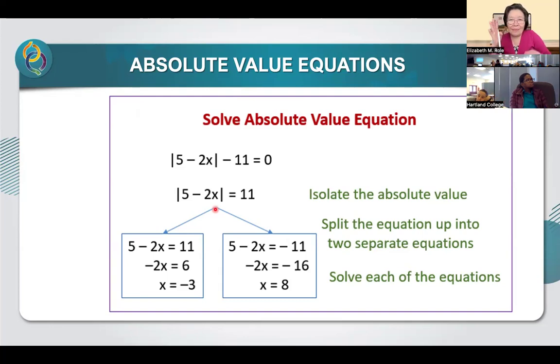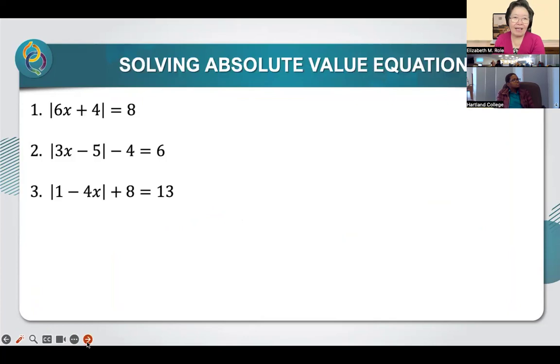So just to remember, you isolate the absolute value, split the equation into 2 separate equations, remove the absolute value sign, equate it to the positive c, and then the second one is equate it to its negative c. So with that, let's try solving. I am just giving those with c greater than 0 so that you really can practice the splitting. So let's do number 1 together.